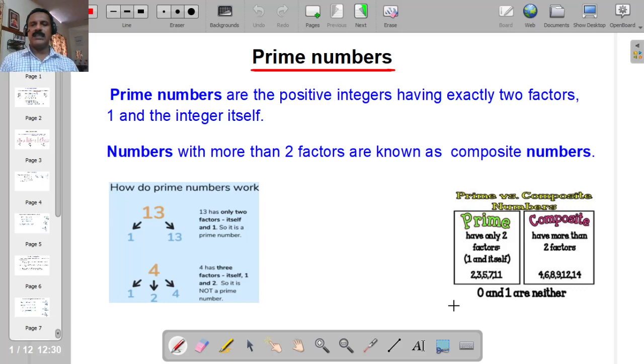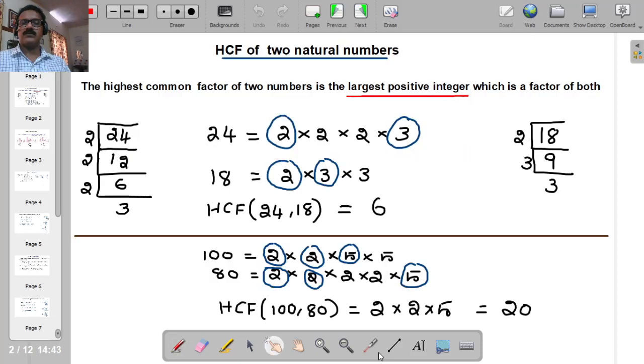2, 3, 5, 7, 11, 13, 17 are all prime numbers. 4, 6, 8, 9, 12, 14, 16, 18 are all composite numbers. 6 is a composite number. 6 has four factors, namely 1, 2, 3 and 6. I think you have understood the difference between a prime number and a composite number.